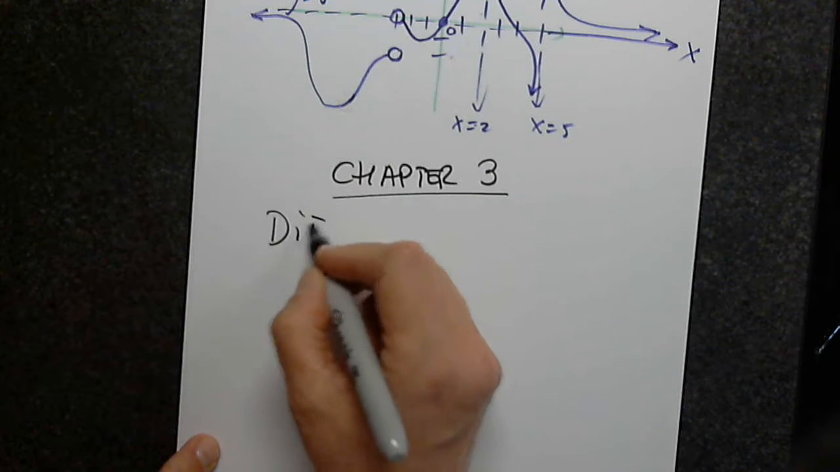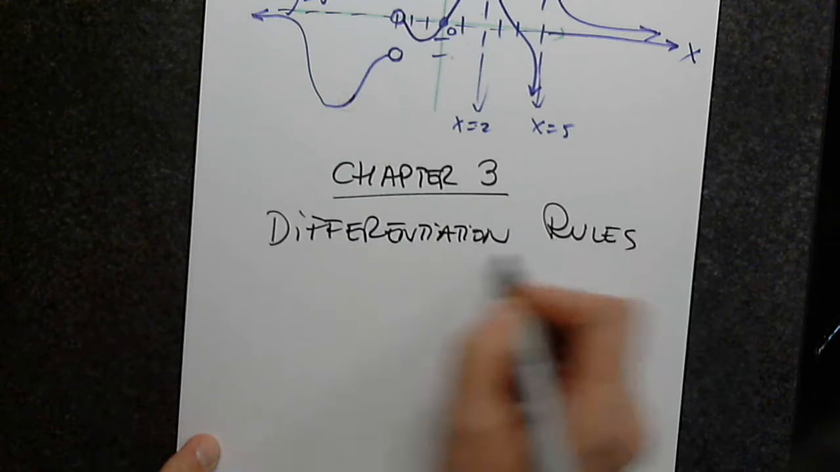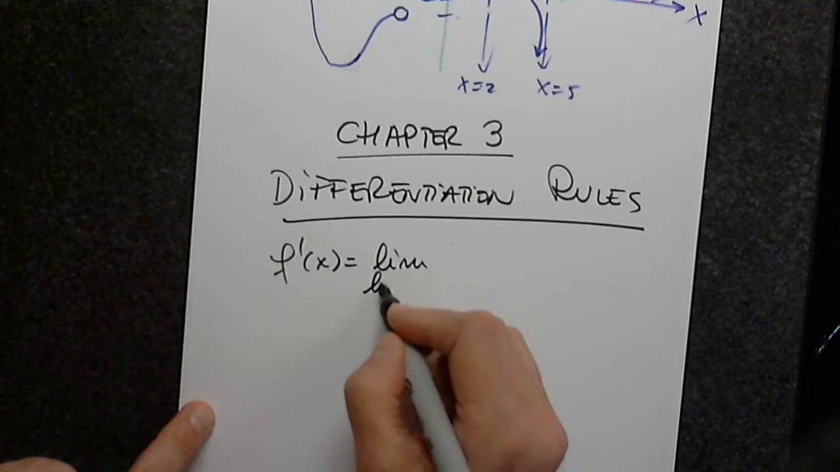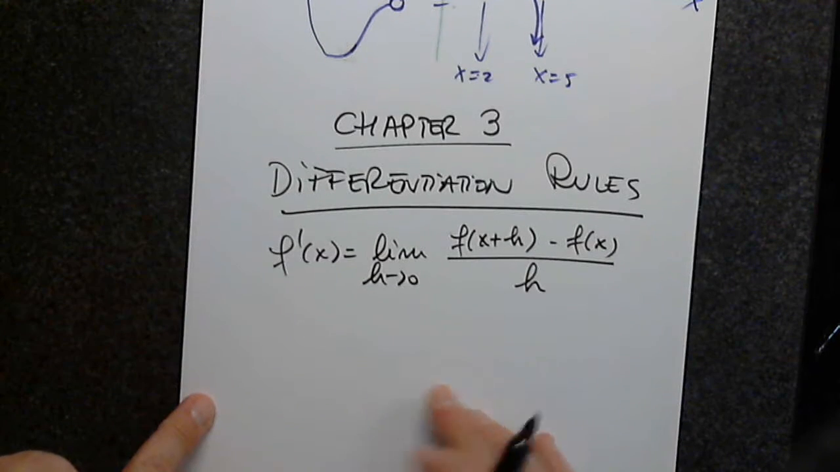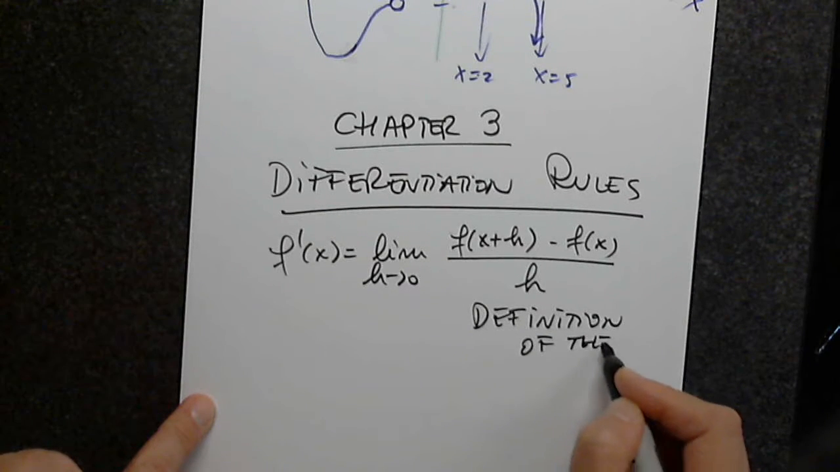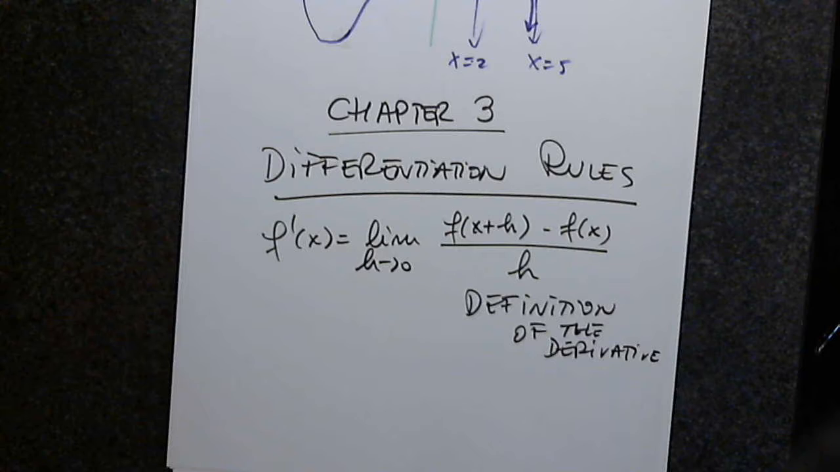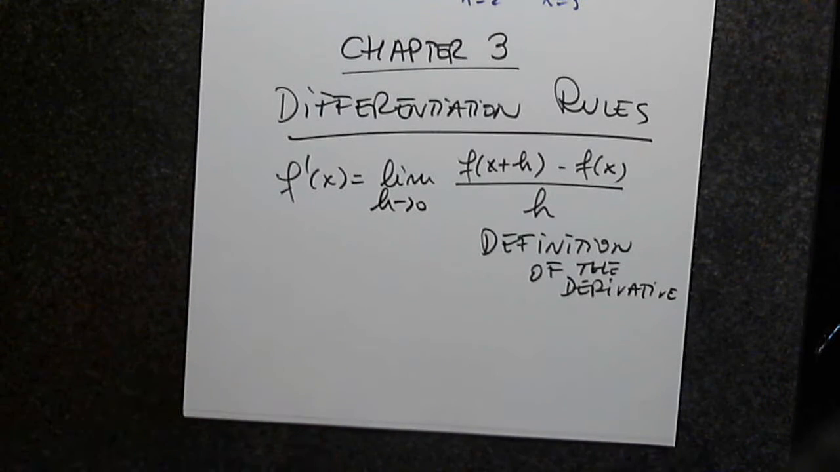Okay, finally we talk about differentiation rules. Which means we are not going to be continuing using this. This is not a rule. This is a definition of the derivative. So this is not a rule. We're going to put the definition aside, and we're going to learn a few rules. We're going to use it a little bit just to show you how we get to those rules, but moving forward, we're going to use the rules that we learned in this chapter.